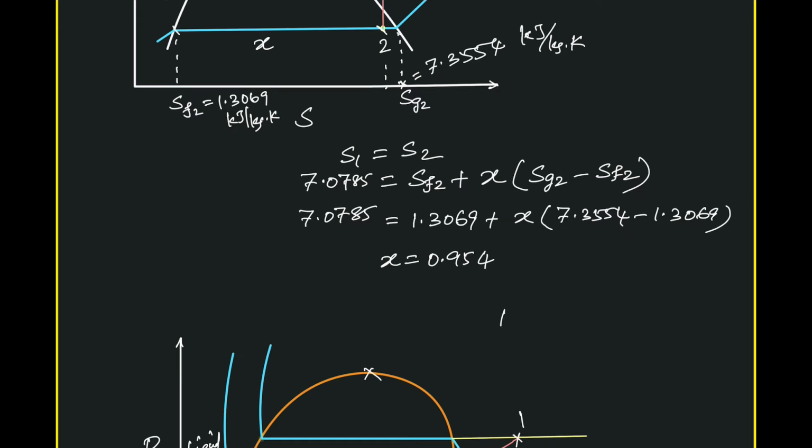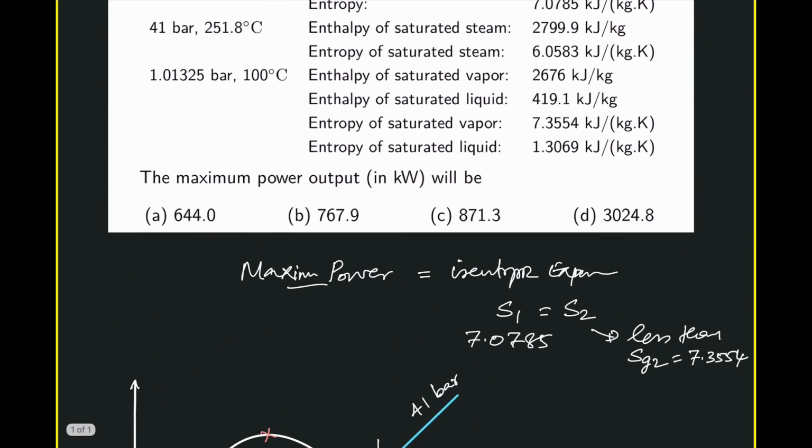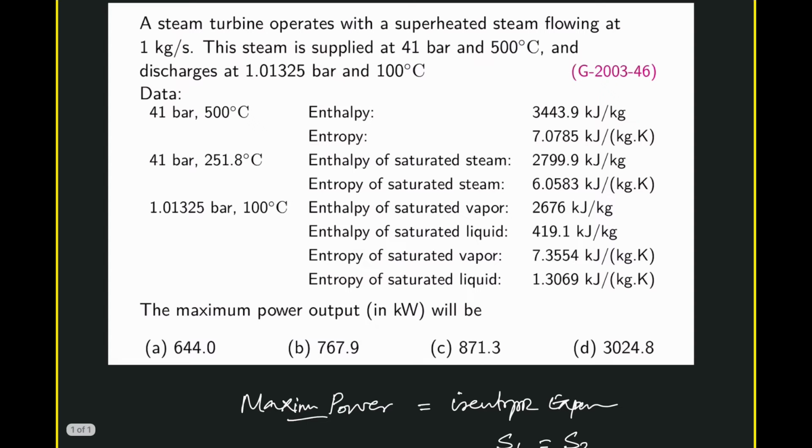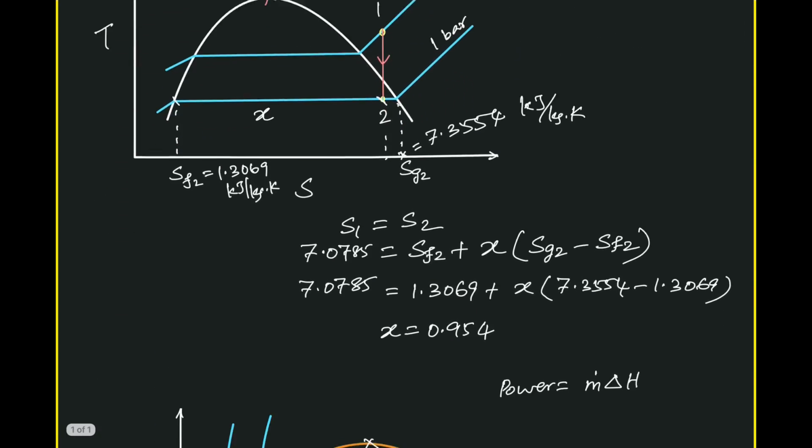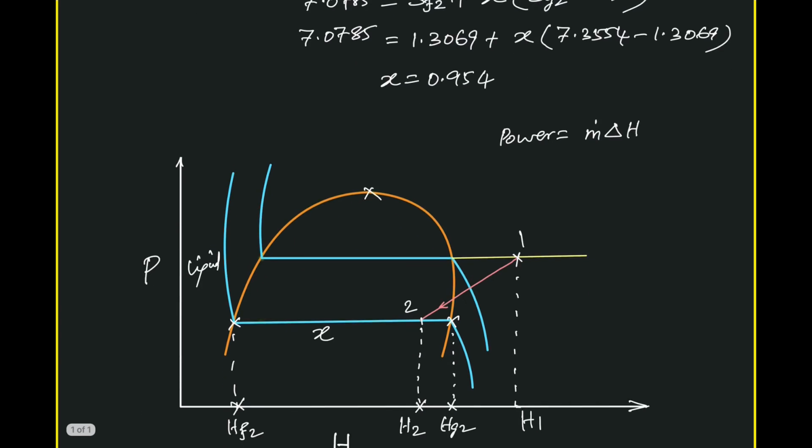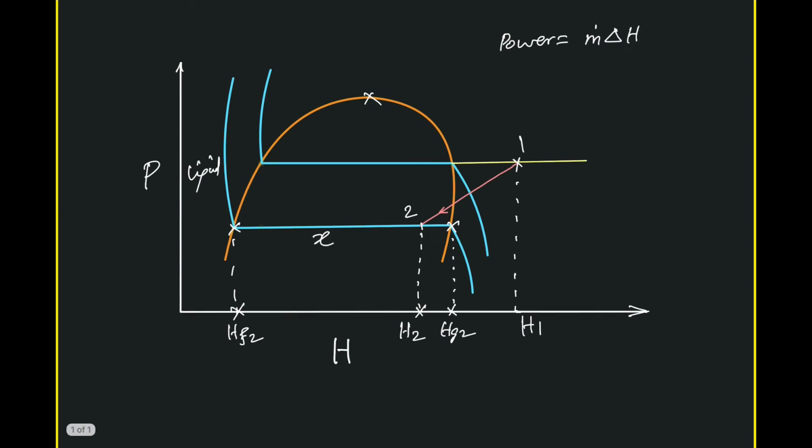This power is actually mass flow rate into delta H. So delta H we need to find. Mass flow rate is already known to us, which is 1 kg per second. That is the data. This is the mass flow rate of steam. So for delta H, we need to know the values of H1 and H2.